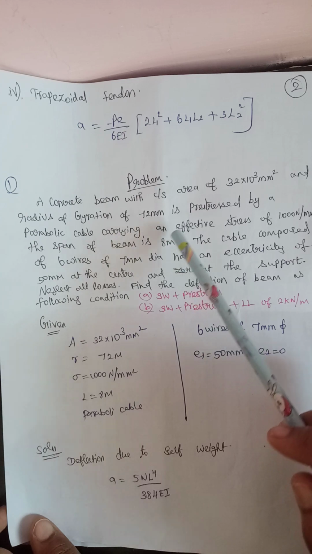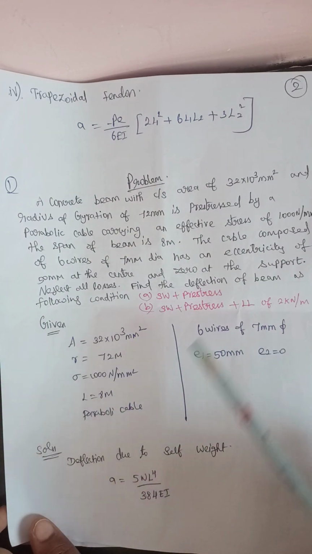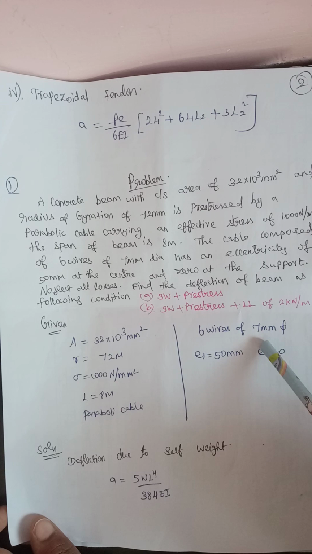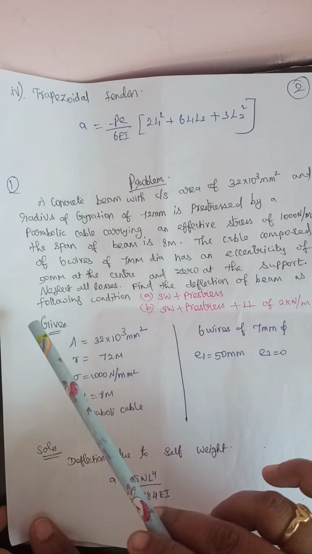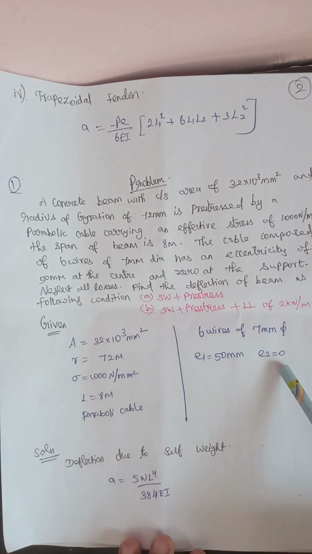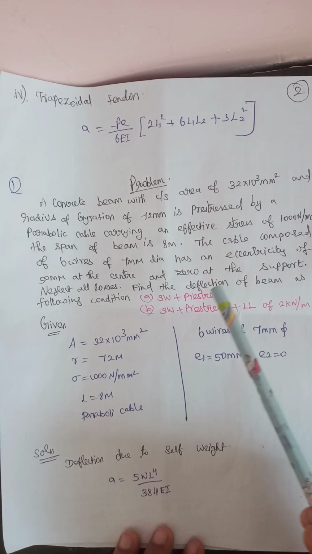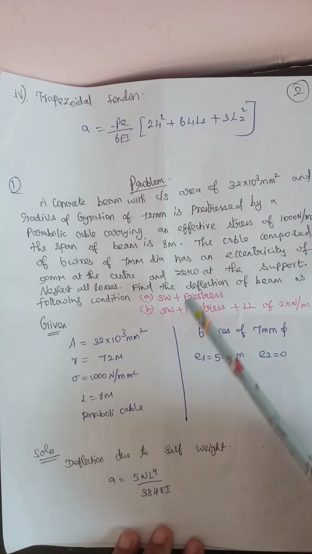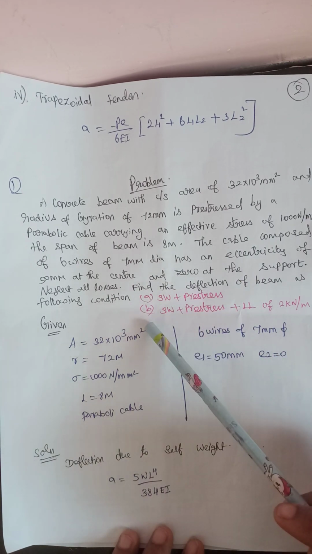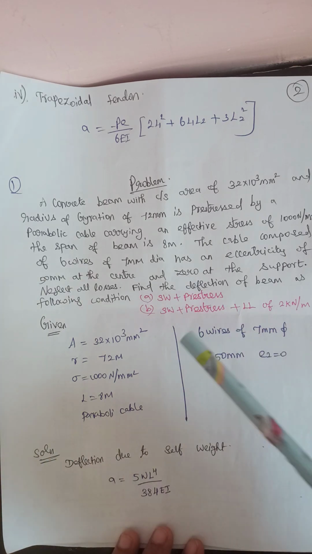The tendon is pre-stressed in the form of parabolic. In the problem, 6 wires are pre-stressed. Each wire's diameter is 7 mm. The eccentricity of tendon is 50 mm at the center and 0 at the support. So in this problem, they asked to find out deflections for two conditions. First condition is self weight plus pre-stress. Second condition is self weight plus pre-stress plus live load.